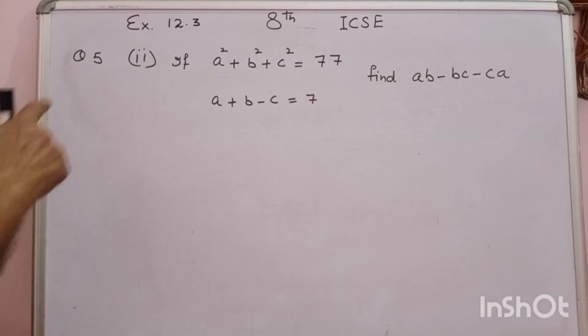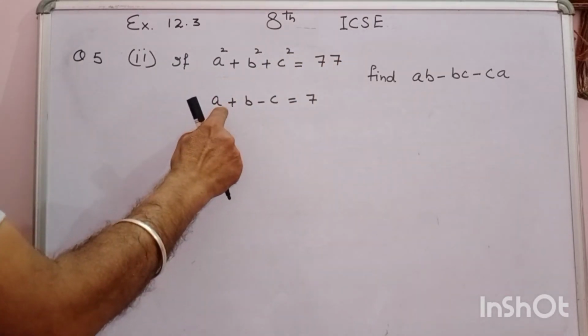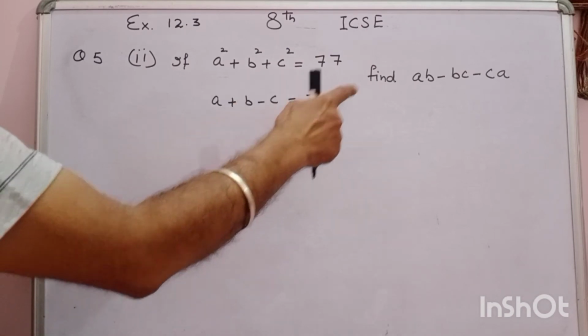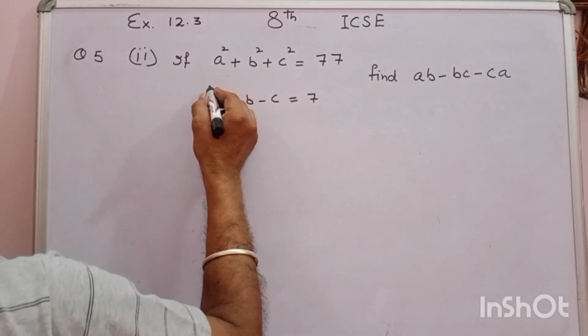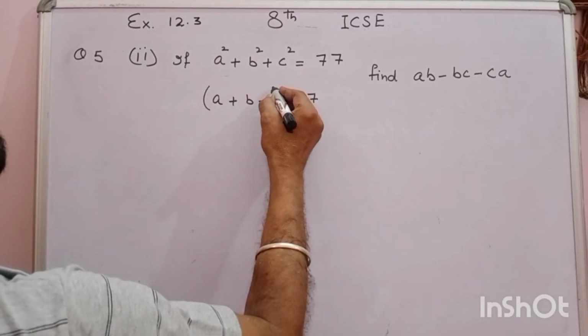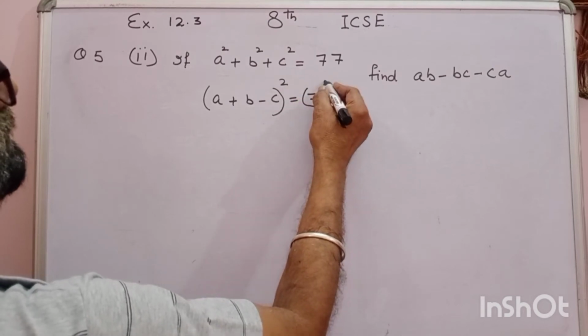Question number 5 part 2. If a² + b² + c² is equal to 77, a + b − c is equal to 7, find ab − bc − ca. Now the same identity again we will apply. (a + b − c)² is equal to 7².